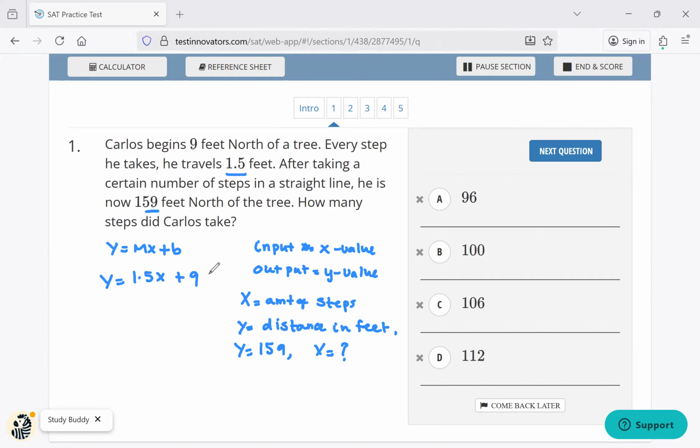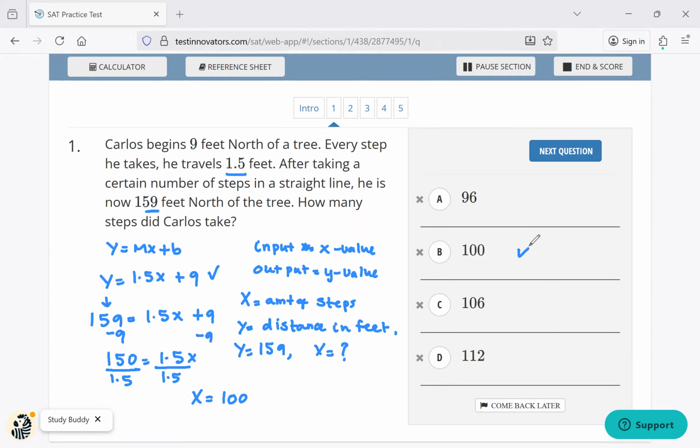So all we got to do is replace our y with 159 equals 1.5x plus 9, and then go ahead and solve for x. Simple algebra, right? So you would subtract 9 from both sides. 159 minus 9 is 150 equals 1.5x. And then solve for x by dividing both sides by 1.5. So x is 100. So your final answer is B.